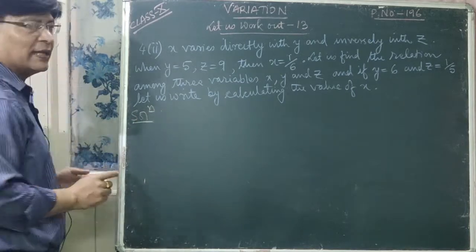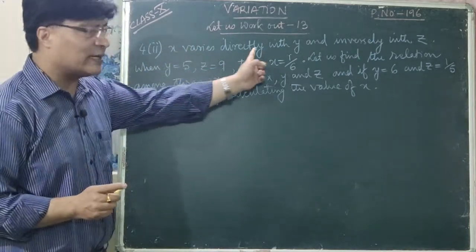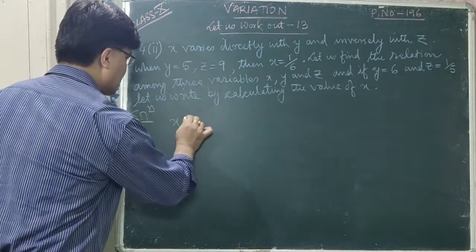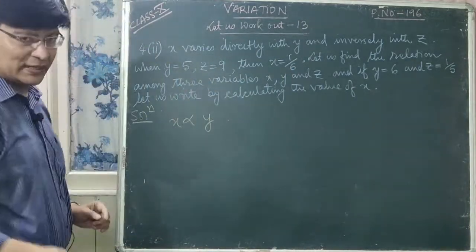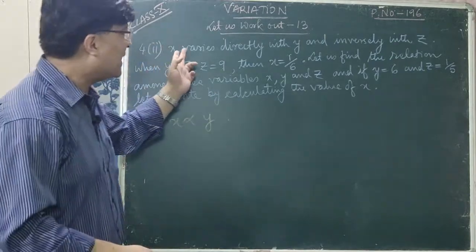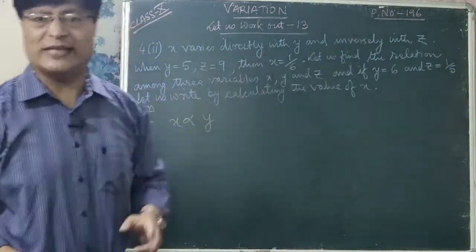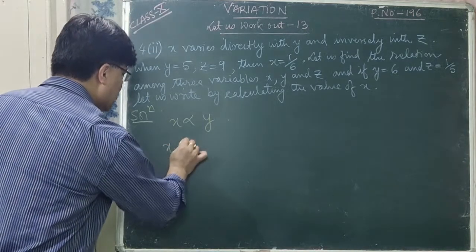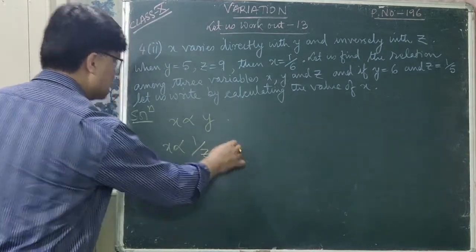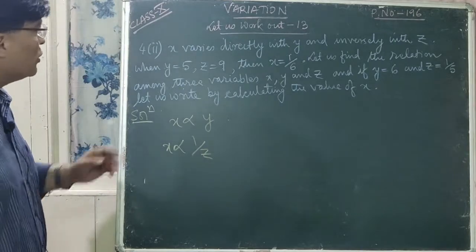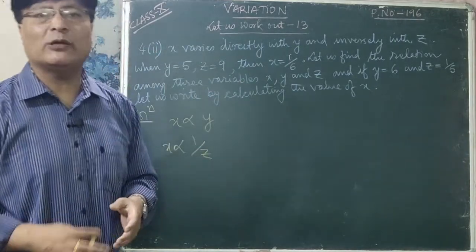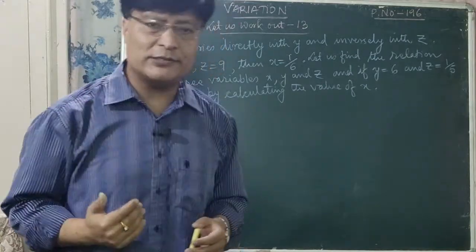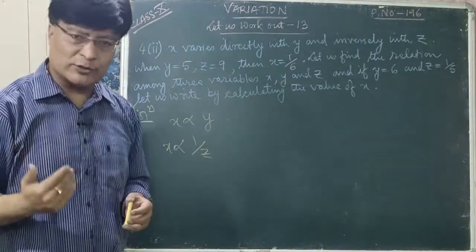So here it is given that x varies directly with y. You know how to write it, isn't it? X proportional to y. Also what is given? X varies inversely with z. So what do you mean by x varies inversely with z? X varies as 1 by z. That is, I told you the meaning of x varies directly with y. If x increases, y also increases. If x decreases, y also decreases.